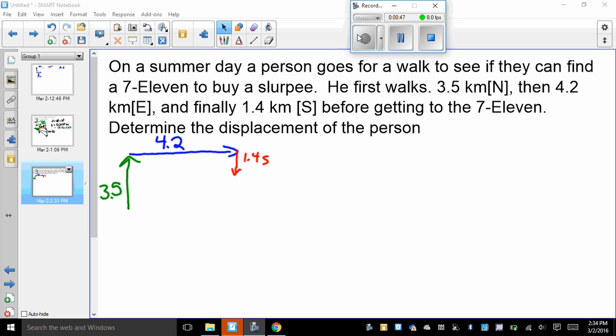Okay. What is the displacement? So this is where he started. This is where he finished. There is his displacement. Okay, so we want this to look like a triangle.